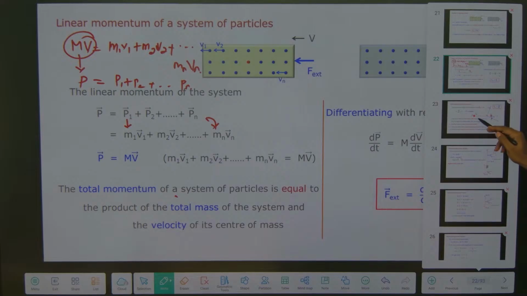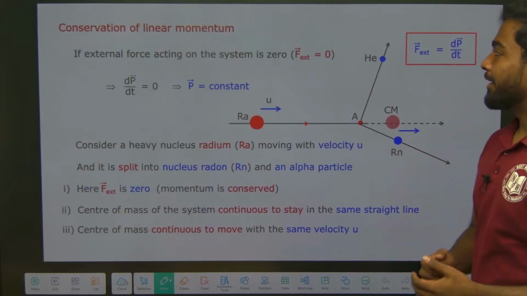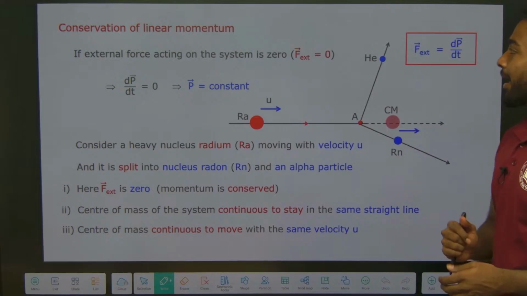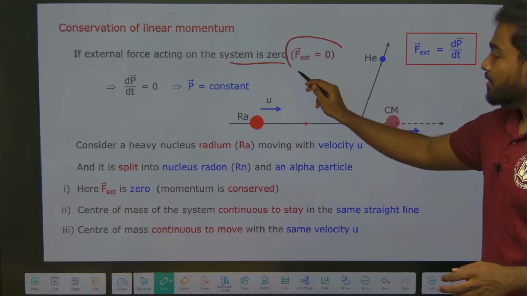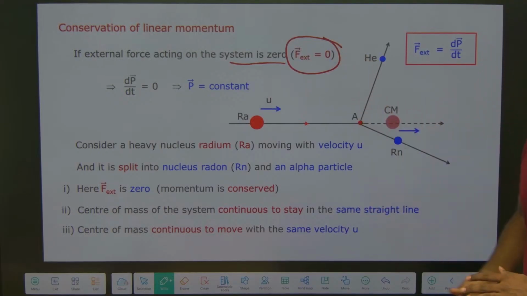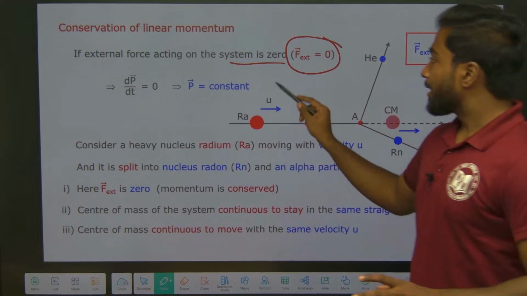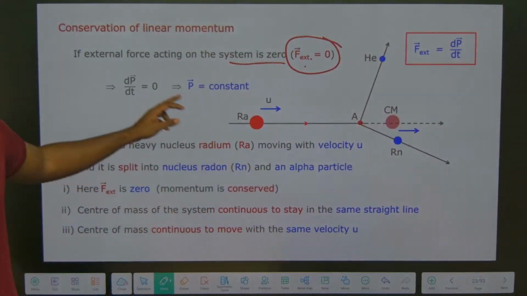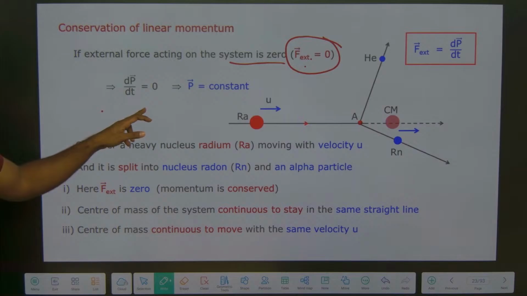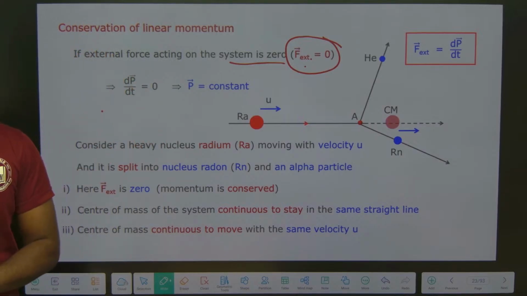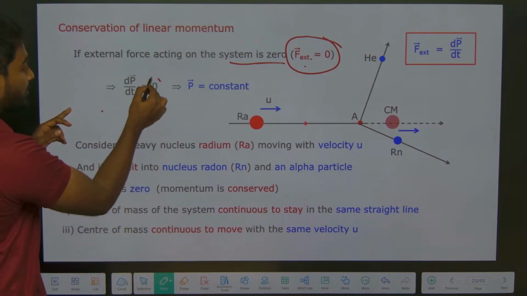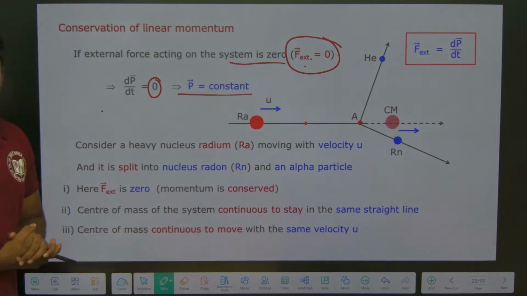Completed. So the next topic is conservation of linear momentum. If the external force acting on a system is 0, then the rate of change of momentum is also 0, which we have seen in Newton's second law. The force is equal to the change in momentum over time, so if it is 0, momentum will be constant.